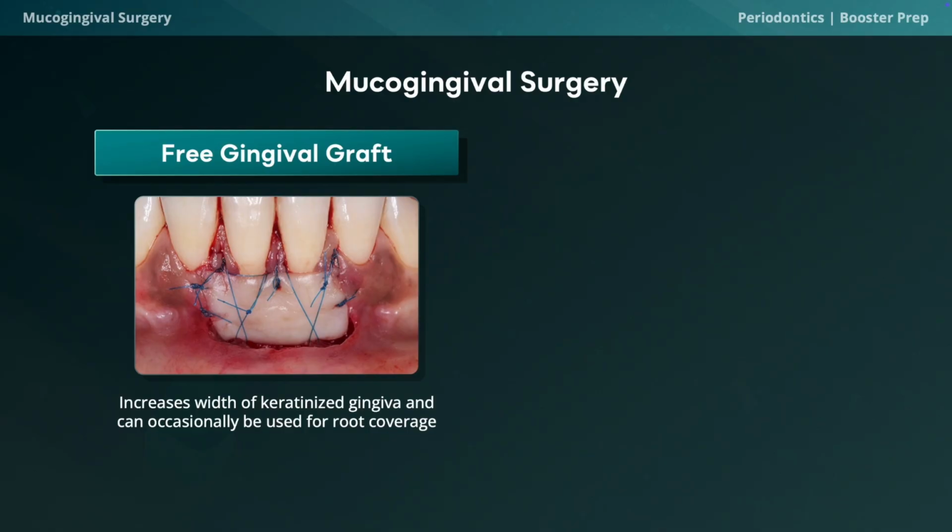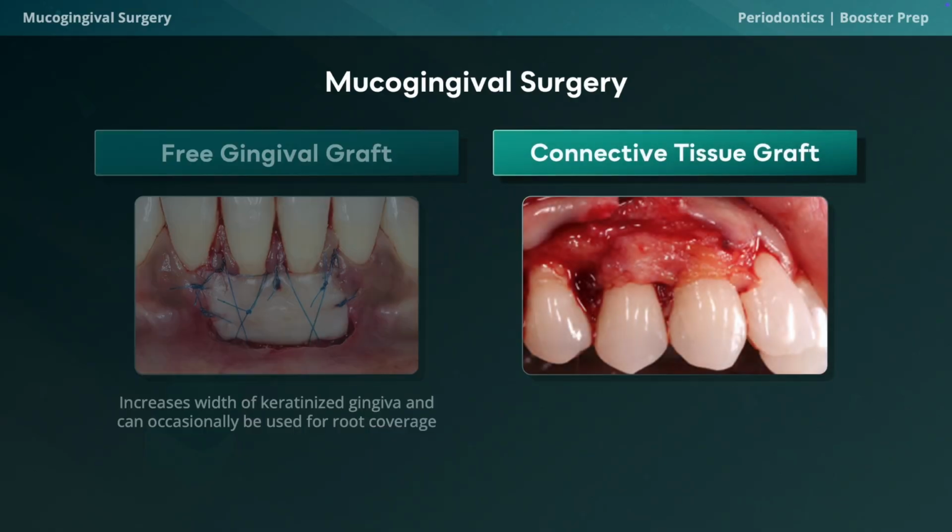The other main grafting technique is called a connective tissue graft, or sometimes called a subepithelial connective tissue graft, CTG. The main purpose of a connective tissue graft is root coverage and thickening the tissue. As the name suggests, it includes only the connective tissue, not the epithelium, unlike a free gingival graft. It blends better and gives more natural aesthetic results. So a connective tissue graft is your top pick when you want root coverage and a good cosmetic result.